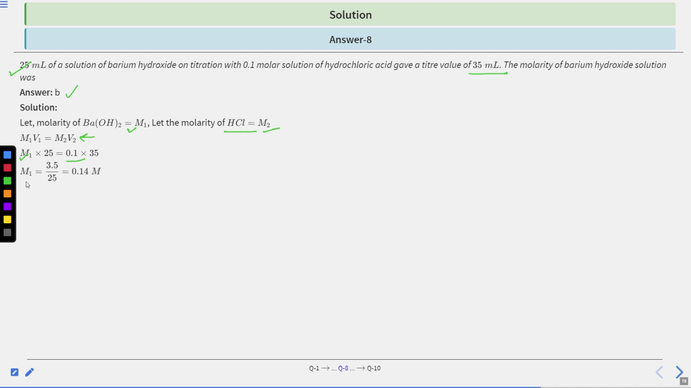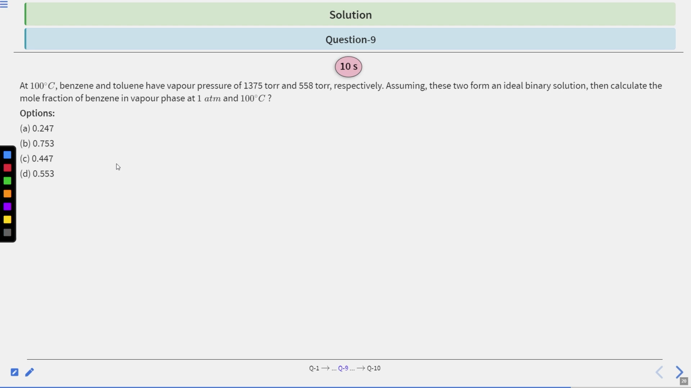So M1, if we calculate from this equation, is 3.5 divided by 25. And on solving this fraction, we have M1 equals 0.14 molar. So the molarity of barium hydroxide solution is 0.14 molar. So B is the correct option. Okay, let's move to question number 9.